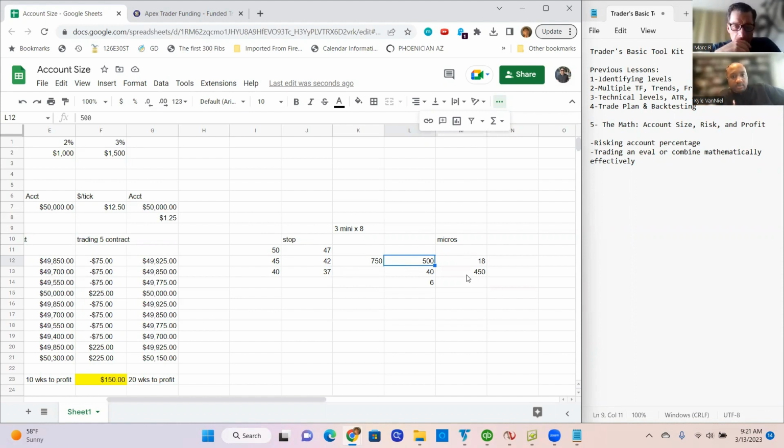Gotcha. That was a lot of messy math. Did you follow it? Yeah. So you go with the micros because you reduce your risk exposure from 750 to 500, to be within your 1% range.